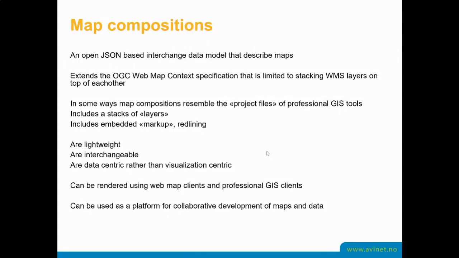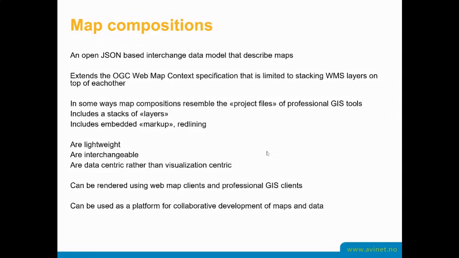But that one was sort of limited to stacking WMS layers on top of each other, so that you couldn't really introduce any other sort of data sources. But the map compositions, this JSON format, they somehow more closely resemble the project files of the professional GIS tools. And these project files, they have never become interchangeable because it's, of course, not in the software vendor's interest to make it easy for people to go from one tool to another.